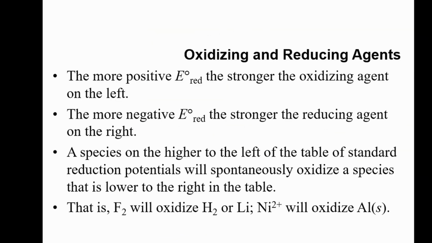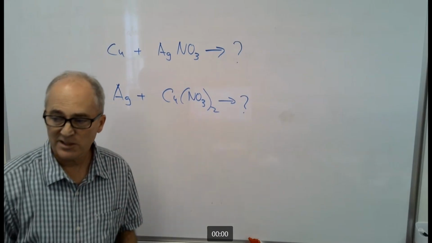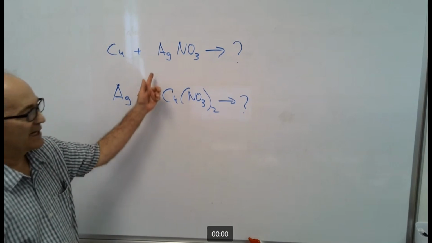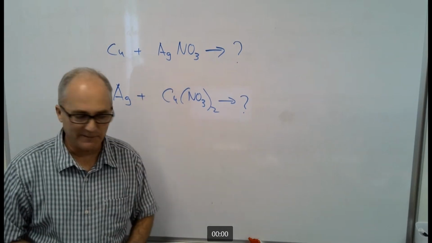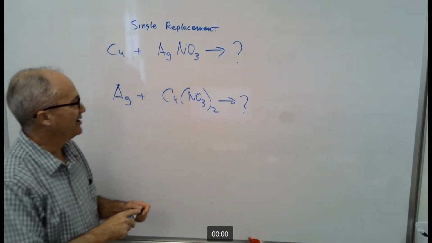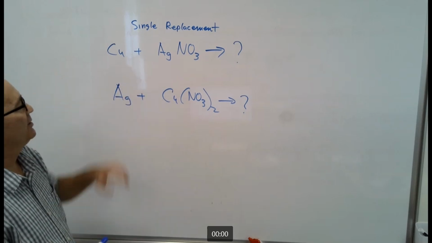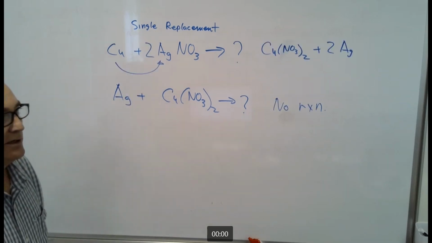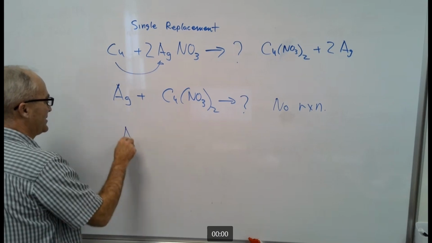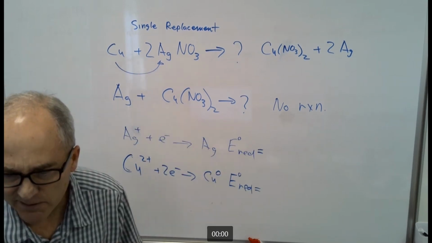A species higher to the left of the table of standard reduction potentials will spontaneously oxidize a species that is lower to the right. That means fluorine gas will oxidize about everything. Just enough time to go here. What type of reactions do these look like? Because nobody shouted it out all at once. Looks like single replacement. Luckily, I can look some of these up fast. Where's silver? There it is.